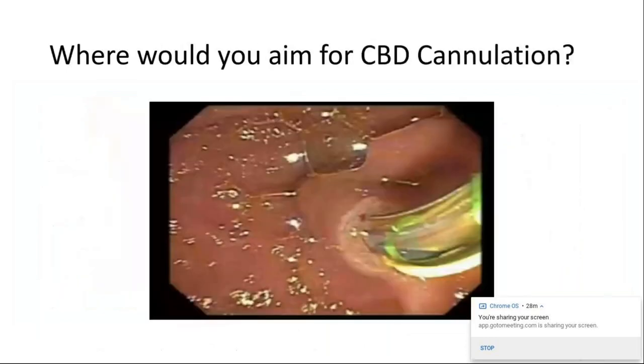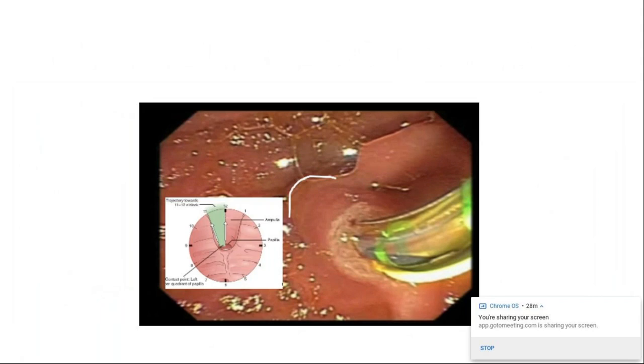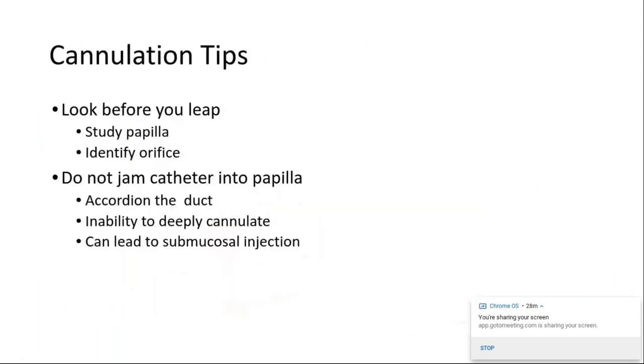Next slide. So for this slide, where would you aim for CBD cannulation? Next slide. Right there, right at 11 o'clock. All right, next slide. So here's some cannulation tips. Again, make sure you look before you leap, and you don't want to jam the catheter into the papilla. Next slide.